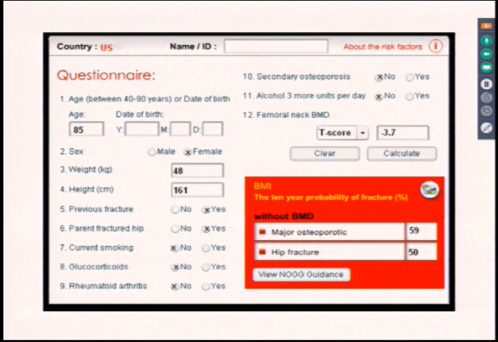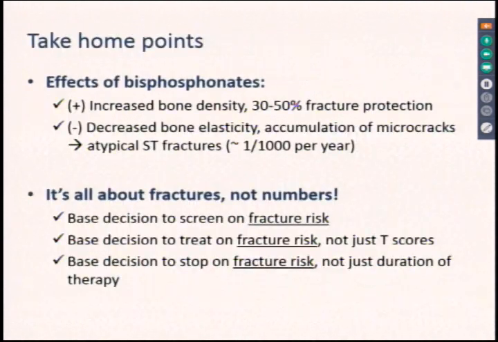So in this case, the decision was, let's keep going. I'm not going to give her a drug holiday. So really the take-home points are effects of bisphosphonates, the positive ones: they increase bone density, they give us up to 50% roughly, some are a little bit better, of fracture protection. On the negative side, they decrease bone elasticity, they lead to accumulation of microcracks if we overuse them, which puts us at risk for atypical subtrochanteric fractures. The risk of that is about 1 in 1,000 per year.